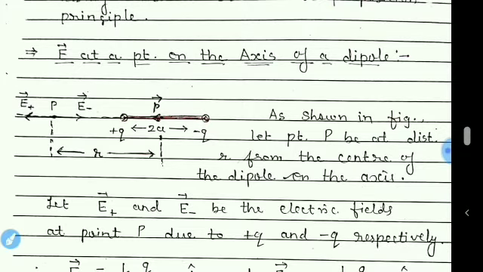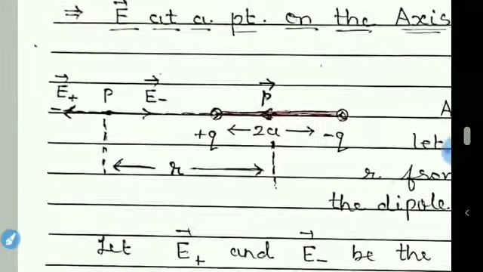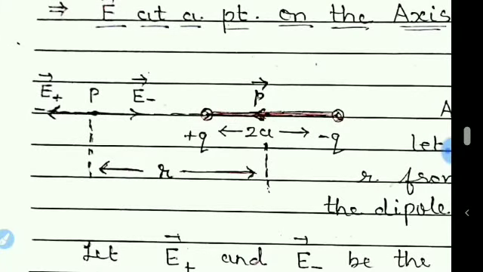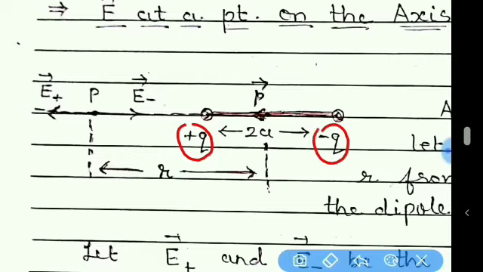Now students, you can see the given figure. In this figure, a dipole is there having a positive charge and a negative charge. The separation between them is twice a, and you can also see a line passing through both these charges, which is the axis of the dipole. We have taken only one side. The same thing can be imagined on the right side also.